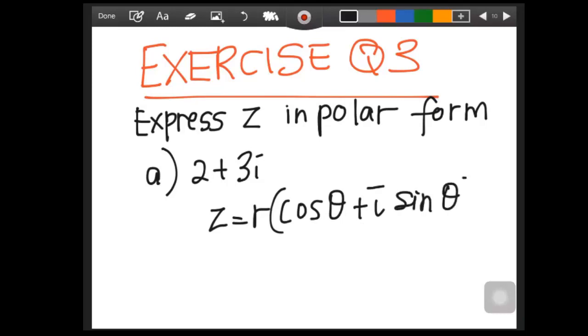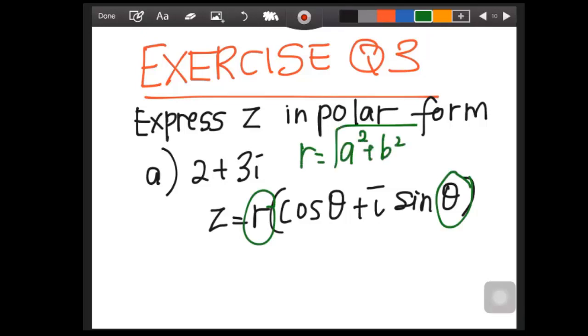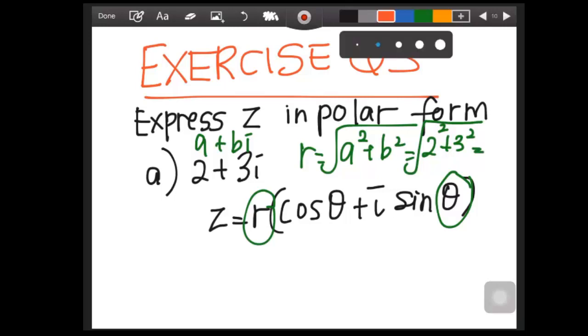So, apa yang kita kena cari? Ada dua benda ni lah. Which is kita nak theta dengan nilai r. So, r adalah a kuasa 2 tambah dengan b kuasa 2, square root lah. Which is ni a kita, ni b kita. So, kita masukkanlah 2 kuasa 2 tambah dengan 3 kuasa 2. So, 9 campur 4, kita akan dapat 13. Square root 13. Right. So, how about the theta?